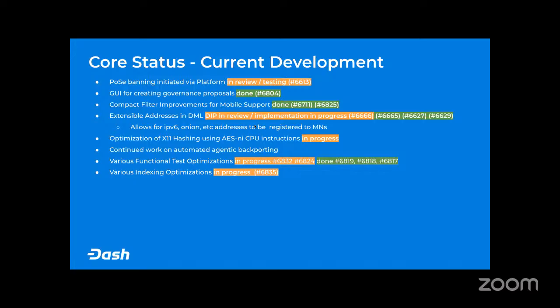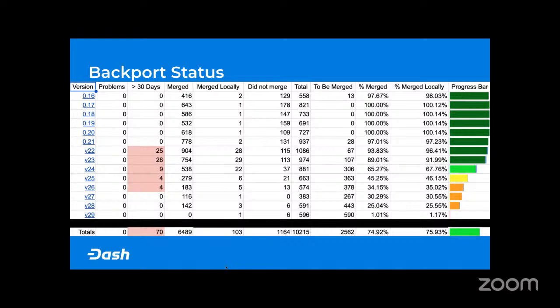And so he's had four or five PRs recently that optimize or improve functional tests and make them quicker to run, as well as some other indexing optimizations, making reindex and re-indexing from scratch and all of that kind of stuff faster and more performant. He has a PR open right now to get that merged in. But we can move on to the next slide, and you can see the backporting progress.